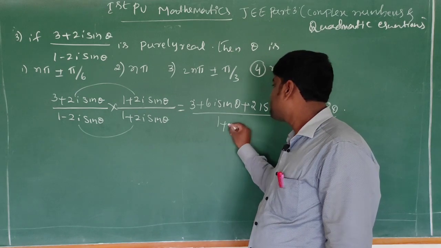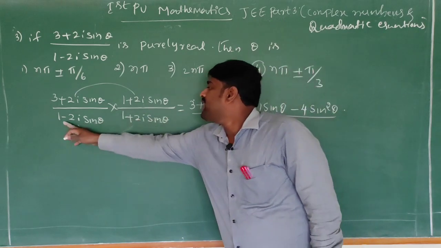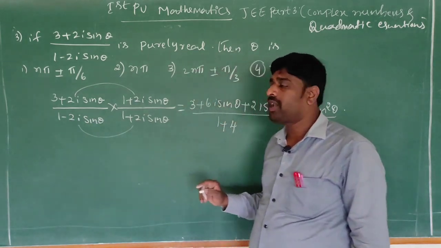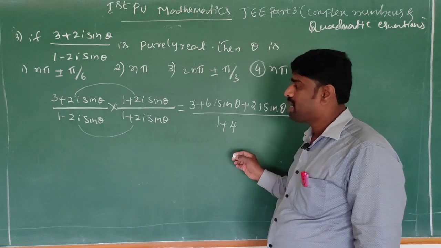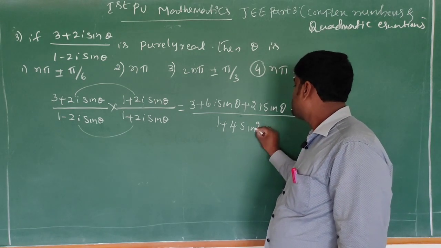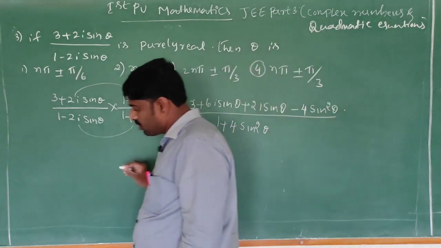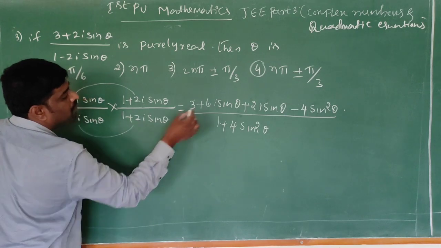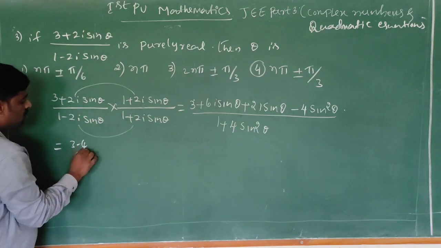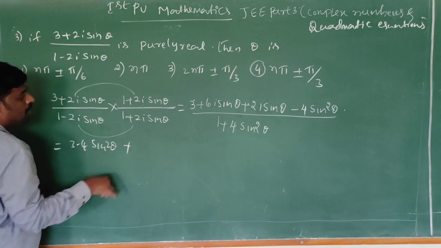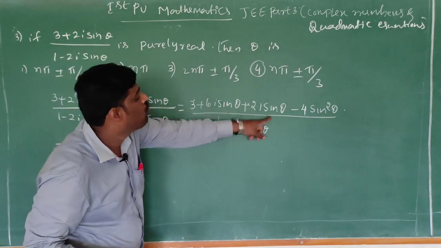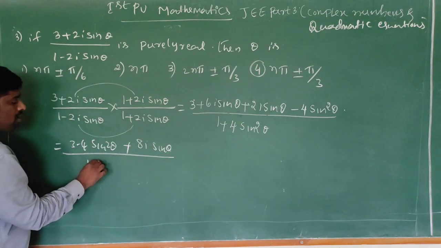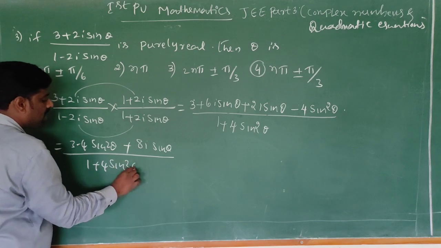That means 1 plus 4, a square is 1, b square is (2i sin theta) whole square, that is 4 i square, and i square means minus 1, so that is 1 plus 4 sin square theta. So this is equal to (3 minus 4 sin square theta plus 6i sin theta plus 2i sin theta, that is 8i sin theta) divided by 1 plus 4 sin square theta.